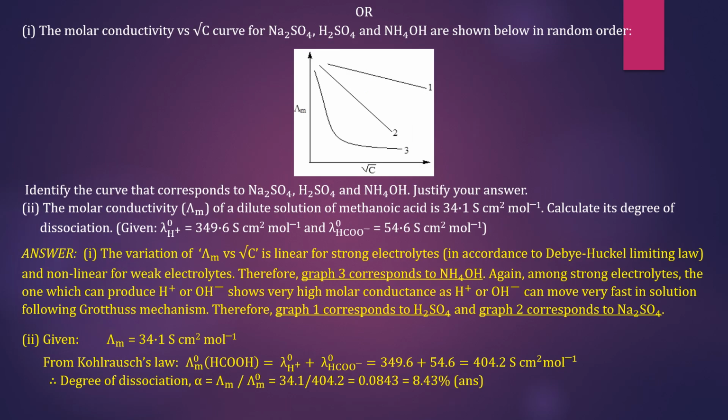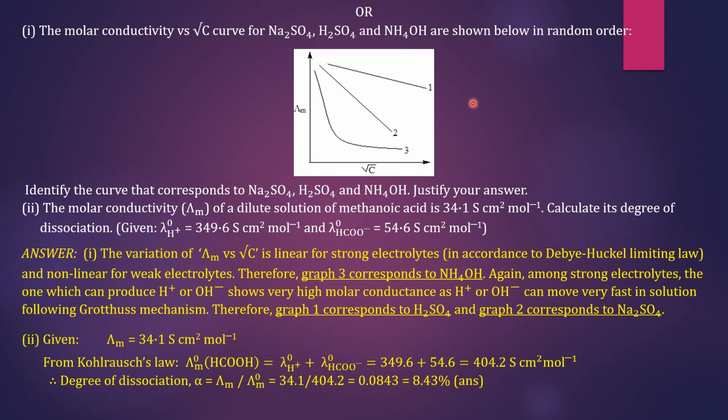Now come to the alternate question and the last question here. This one is very interesting. If you see the Debye-Hückel limiting law, you will see that it is applicable for strong electrolytes only. So a linear graph for lambda m versus root c can be obtained for strong electrolytes only, but it becomes a non-linear curve when it is a weak electrolyte. Out of these three given electrolytes, ammonium hydroxide is weak. So one thing is clear, that graph 3 will correspond to NH4OH.